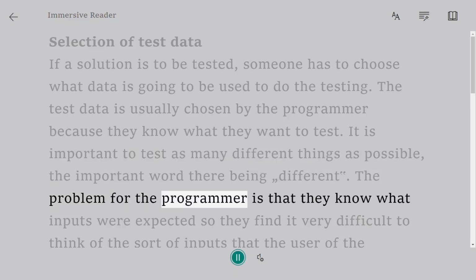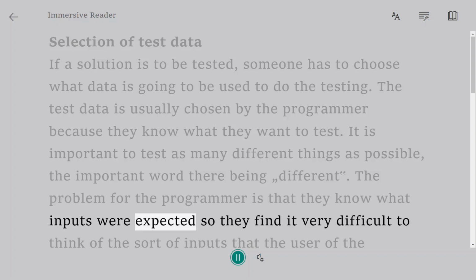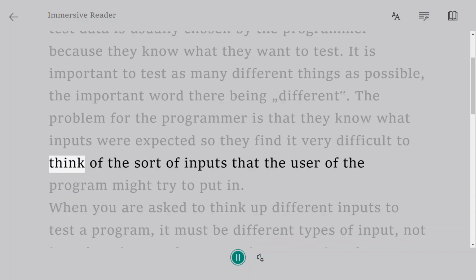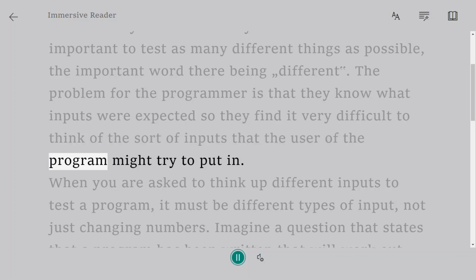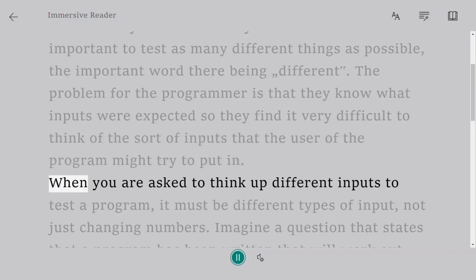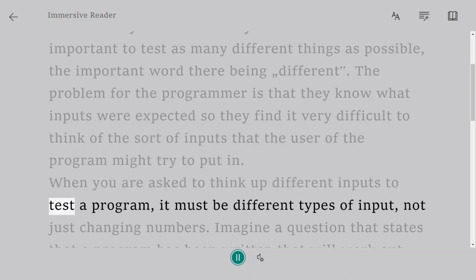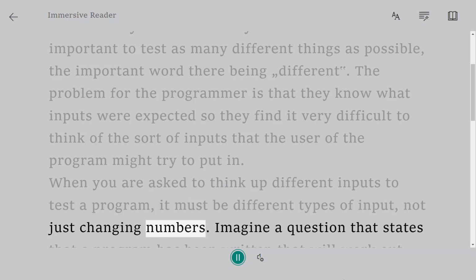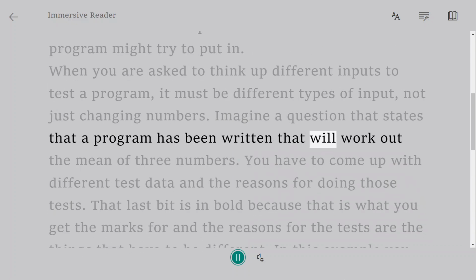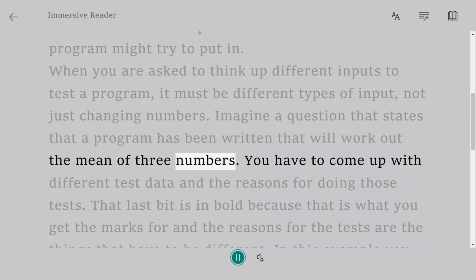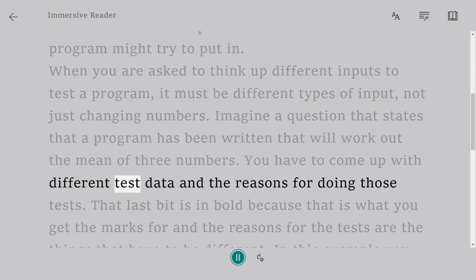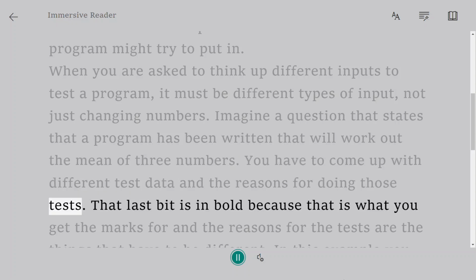The problem for the programmer is that they know what inputs were expected, so they find it very difficult to think of the sort of inputs that the user of the program might try to put in. When you are asked to think up different inputs to test a program, it must be different types of input, not just changing numbers. Imagine a question that states that a program has been written that will work out the mean of 3 numbers. You have to come up with different test data and the reasons for doing those tests.